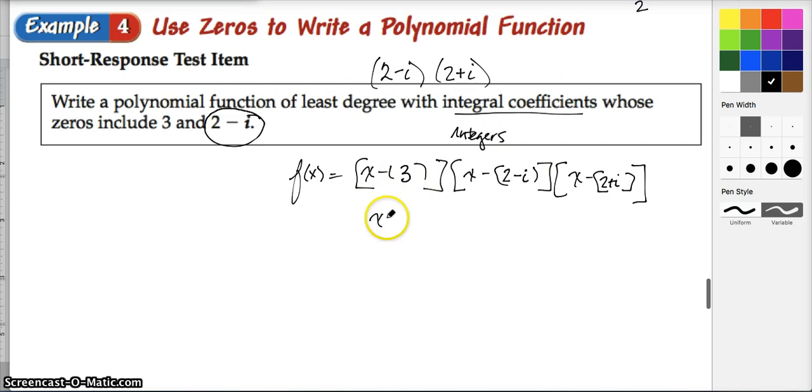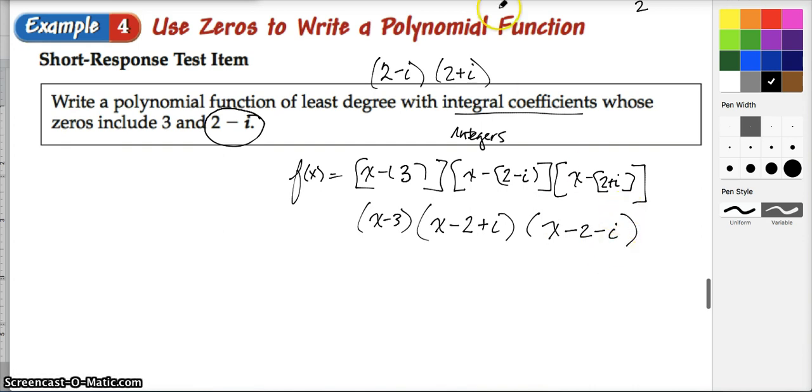All right, so I'm going to write this as x minus 3. I'm going to leave that for a second. Watch what I do with this. I'm going to distribute the negative through. Watch how that looks. So I get x minus a negative 2, sorry about that, x minus 2 plus i. You see what happened there? And then over here, I'm going to get x minus 2 minus i.